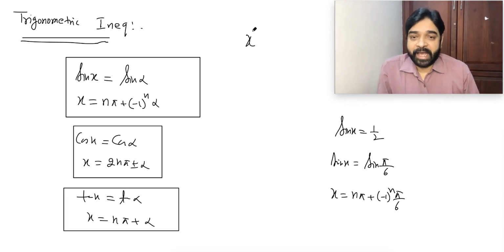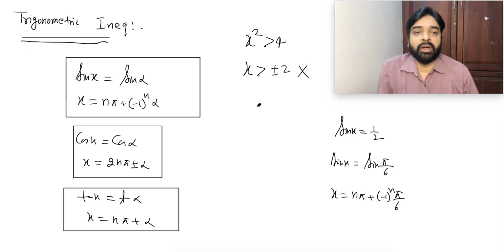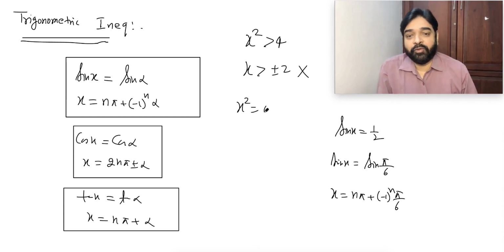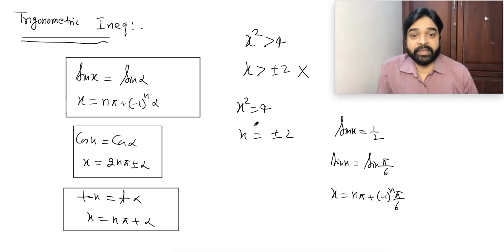Suppose I say x square greater than 4, can we solve it? This inequality, can we solve it? Yes, by using polynomial inequality. Can I write it like this? No, not at all. It's wrong. Because x square equal to 4, no doubt, is x equal to plus minus 2. That is the equation formula. Any equation formula you cannot apply in an inequality.